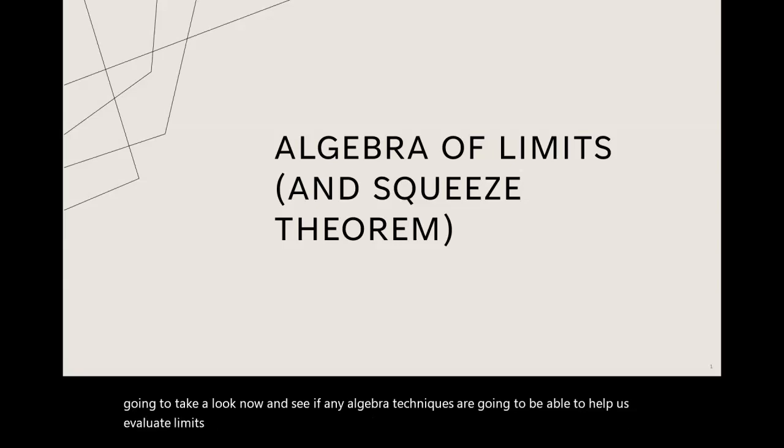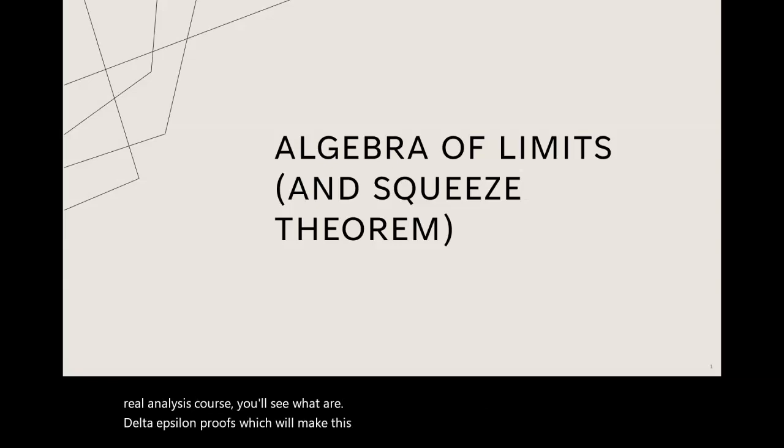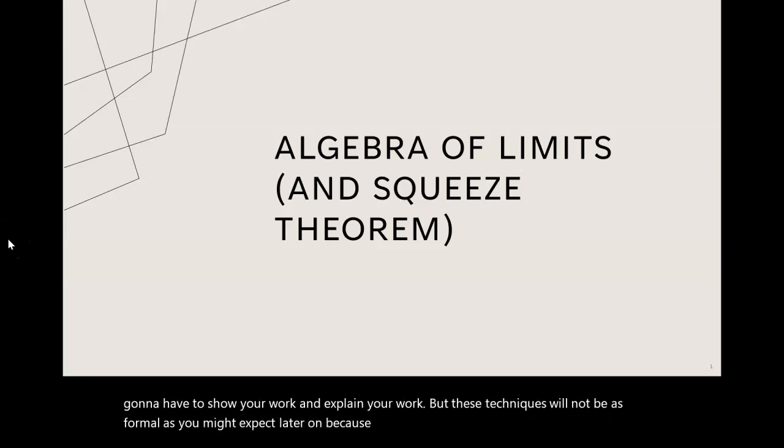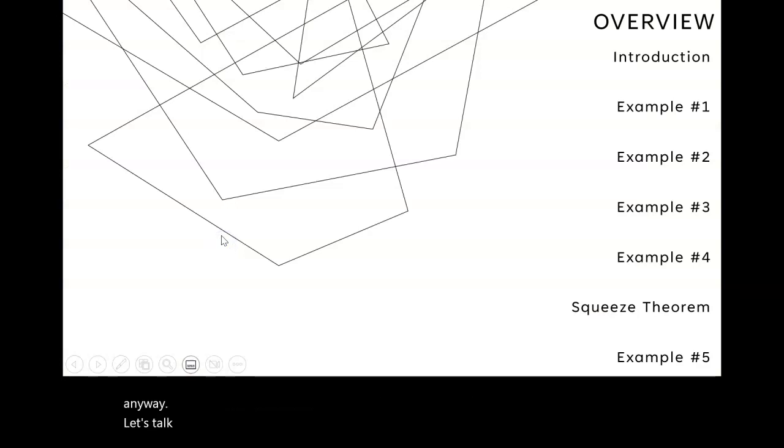Now, we're going to make this a little bit formal, but if you take a more advanced real analysis course, you'll see what are called delta epsilon proofs, which will make this a really formal process. But for right now, yes, you're going to have to show your work and explain your work, but these techniques will not be as formal as you might expect later on, because this is just kind of a survey course of calculus anyway.